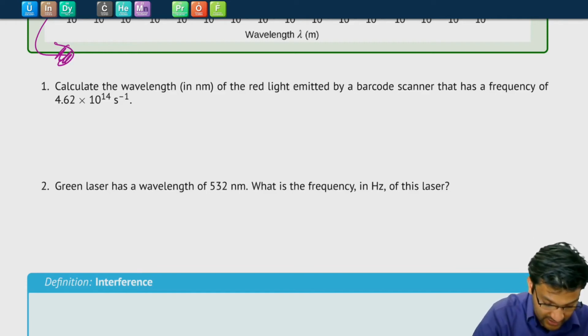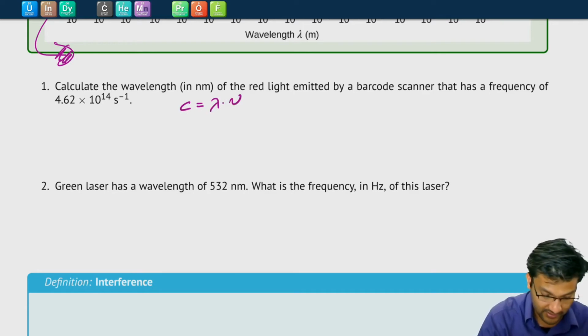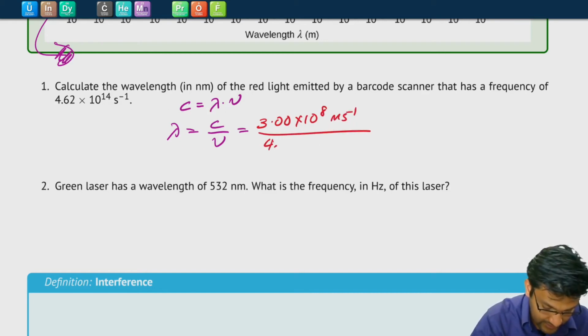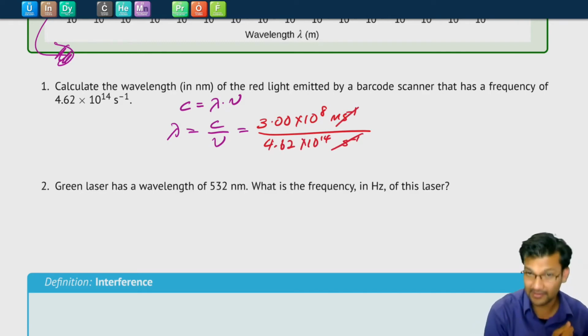Okay, so we know that the speed of light is equal to the wavelength times the frequency. We know the frequency, and we know the speed of light. It's a constant in a vacuum at least. So let's calculate the wavelength. The wavelength will be equal to the speed of light divided by the frequency. The speed of light to 3 sig figs is 3.00 by 10 to the 8 meters per second. The frequency of this light is 4.62 by 10 to the 14 per second. So the per seconds cancel out.